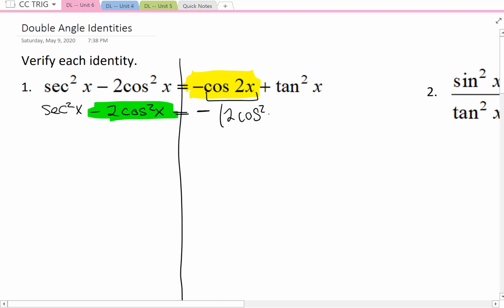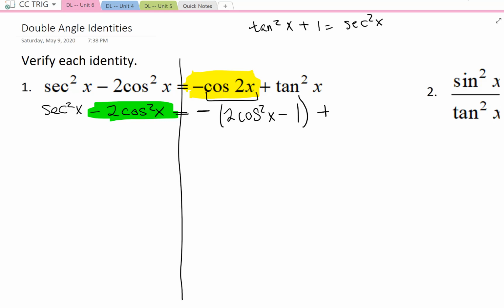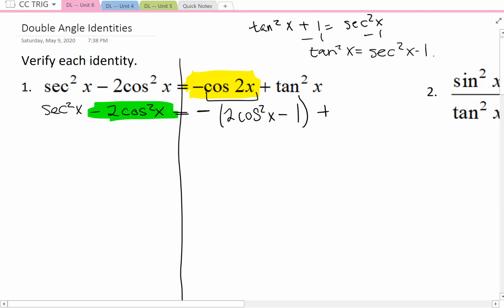2 cosine squared x minus 1 plus tangent squared x. Now I notice that tangent squared x is on the right side, but secant squared x is on the left side. There's actually a Pythagorean identity, so I'm going to change tangent squared x. So if tangent squared x plus 1 equals secant squared x, if we were to subtract 1 on both sides, we would get tangent squared x is equal to secant squared x minus 1. And that's what we will replace the tangent squared with. Secant squared x minus 1. I don't need to put parentheses because it's not being subtracted.